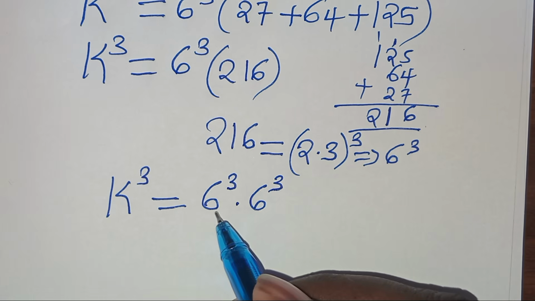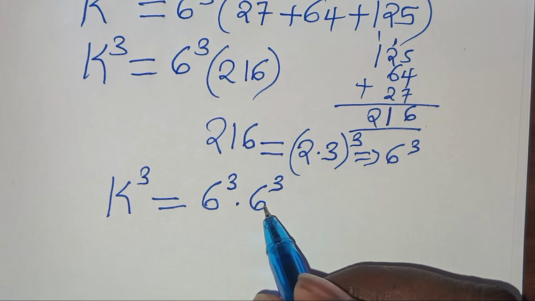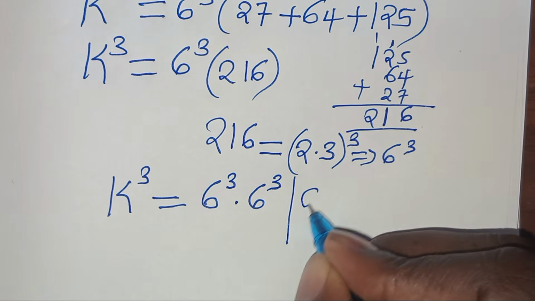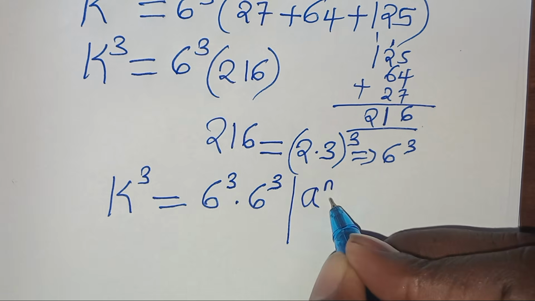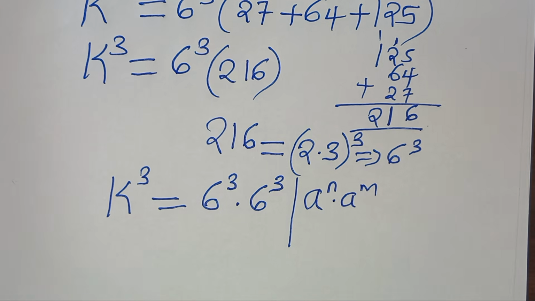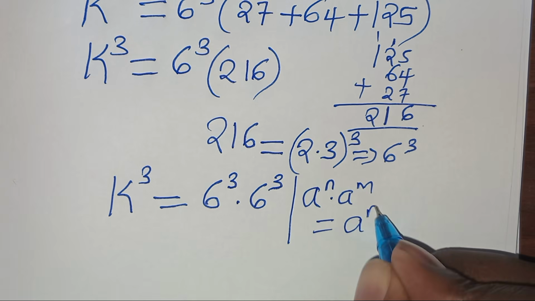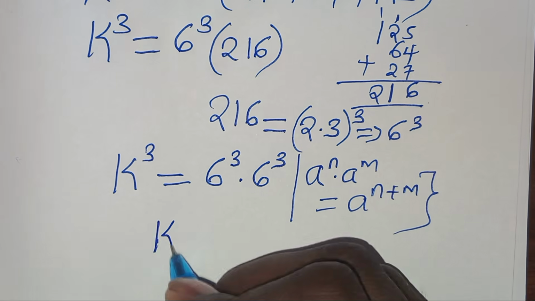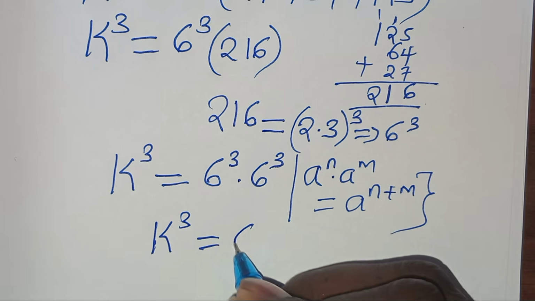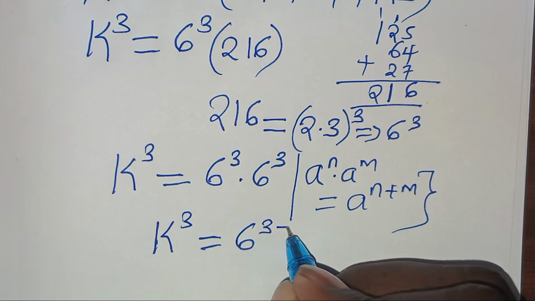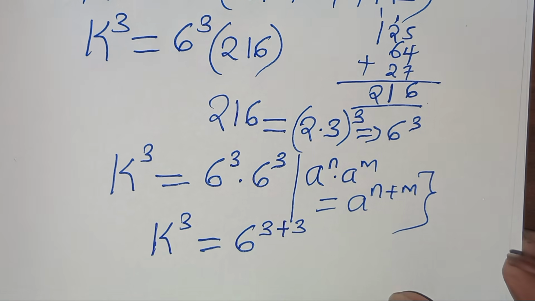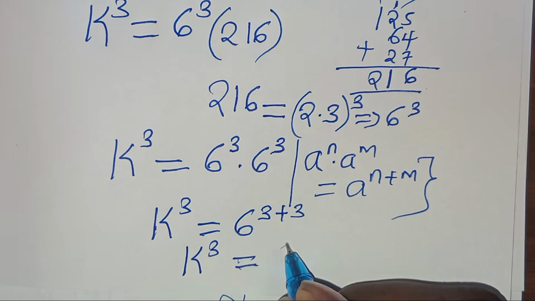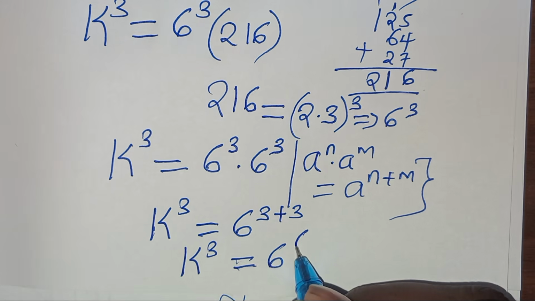And this means that 6 to the power of 3 multiplied by 6 to the power of 3 is in the form of a to the power of n times a to the power of m, which we can express as a to the power of n plus m. So this means that we have k to the power of 3 equal to 6 to the power of 3 plus 3. So we have k to the power of 3 equal to 6 to the power of 6.